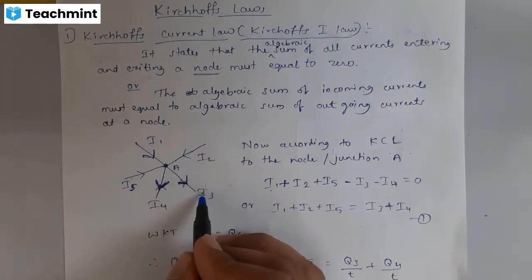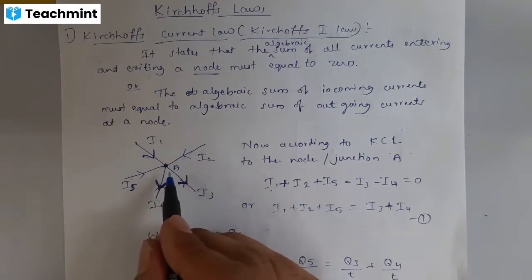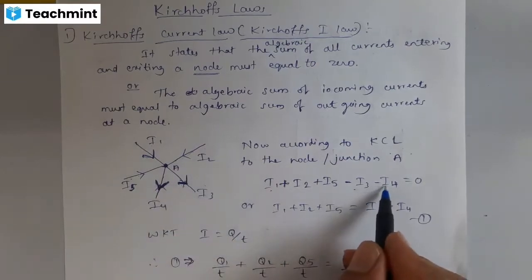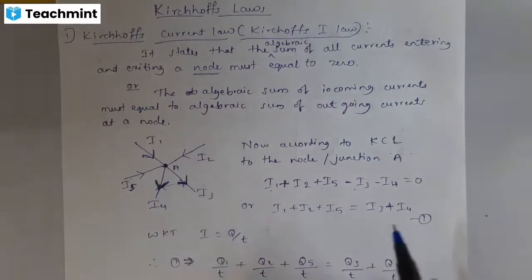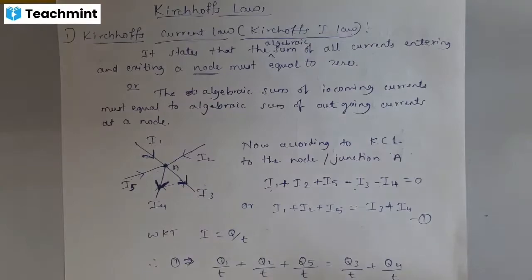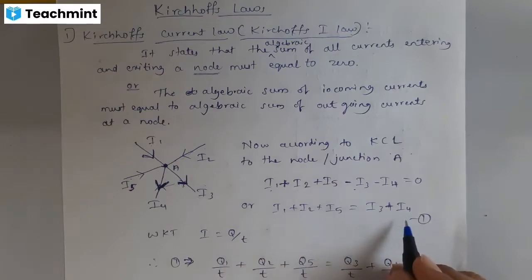Why am I considering minus? The only thing is it is going out. All are coming in. Whatever is coming in, I will consider as positive. Whatever is going out, I will consider as negative. So minus I3 here and minus I4. Why minus I4? Again, I4 is going out from this node. So you can write it like this also. You can take this I3 and I4 and move them to the RHS side. So it will become like this. Equation number 1, isn't it?